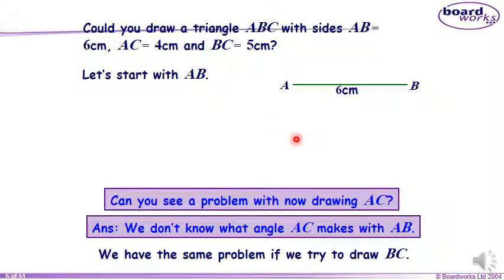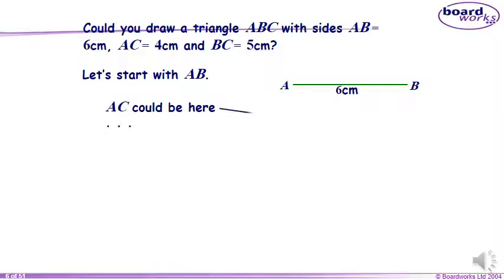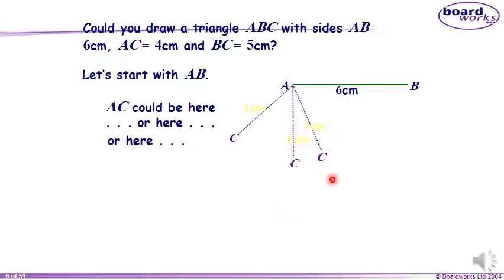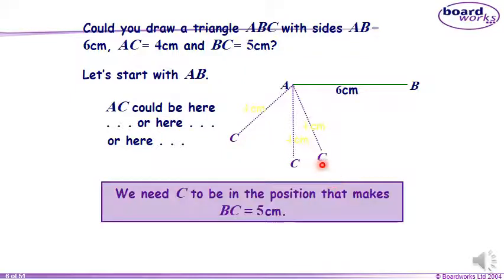Similarly, I have the same problem if I want to draw BC. Where should I draw BC? 5 here or here or here or like this? So what to do? AC could be like this, 4 centimeters, or like this, 4 centimeters, or like this, 4 centimeters. Which one is correct? I don't know. But I have to pay attention: C must be in a position such that BC must be 5 centimeters.